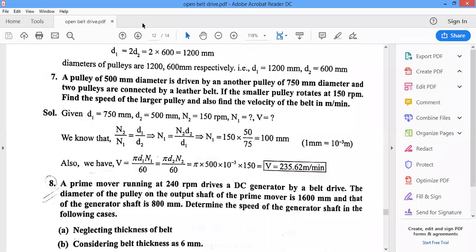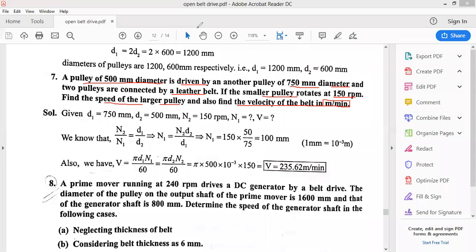Now, in this particular problem, we have a pulley of diameter 500 mm driven by another pulley of 750 mm diameter, and the two pulleys are connected by a leather belt. If the smaller pulley rotates at 150 rpm, find the speed of the larger pulley and also find the velocity of the belt in meters per minute. We have to find at what rate the belt is traveling.